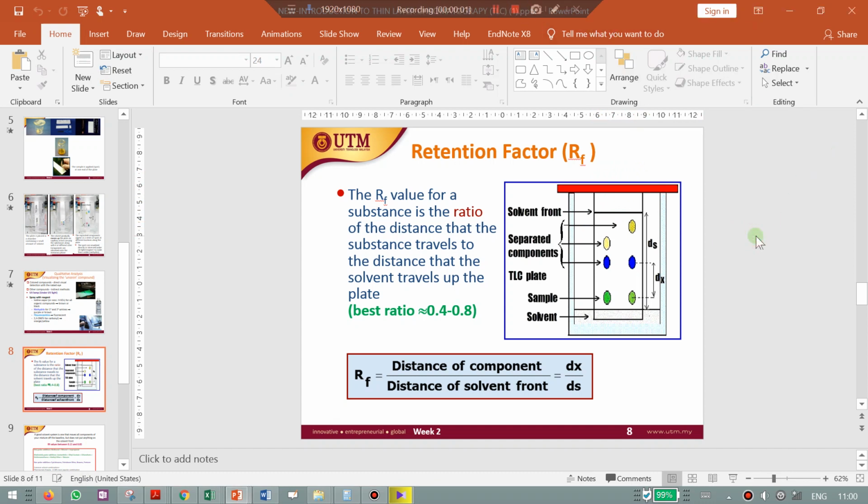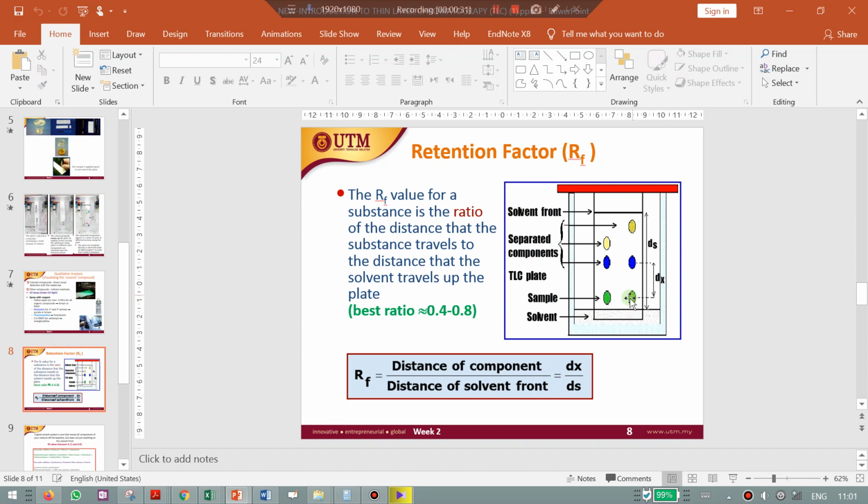Alright. In this figure, something is wrong. They don't mention the starting line. Okay, dx over ds. Supposedly, the dx, maybe here is your starting line. The ds should start from the same place as the dx. It's not starting from the solvent. Okay, something is wrong. ds is not starting from here. It's starting from the sample.